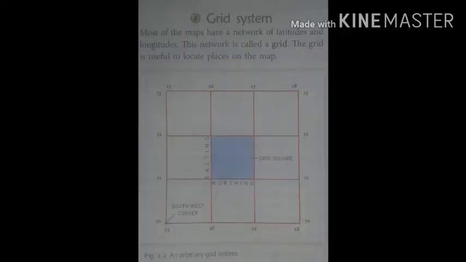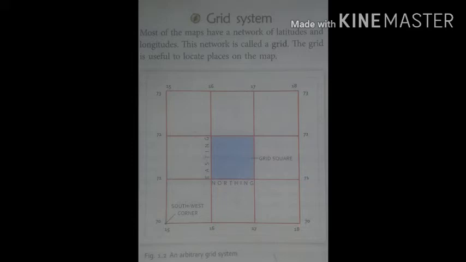To solve this problem, a set of vertical and horizontal lines is drawn in red color, which you can see in figure 1.2. These red lines, vertical and horizontal, form a grid, a network of squares, and this is called the arbitrary grid system. The latitude and longitude network is called a grid, but to find the exact latitude and longitude is very difficult, so arbitrary horizontal and vertical lines are drawn, and that is called the arbitrary grid system.